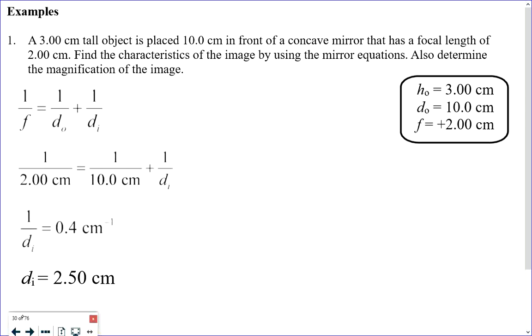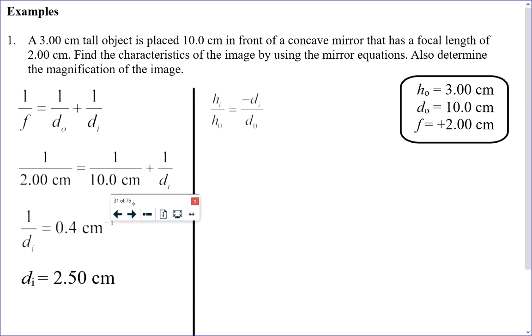What's the next step? Well, we would like to find the height of the image. By the way, I've already told you that it's a real image, and you know that hi has to be opposite in terms of positive, negative to di. So whatever work we do here to find hi, we'd better get a negative hi. We have to. Otherwise, somebody's been lying to you, or we've made a mistake.